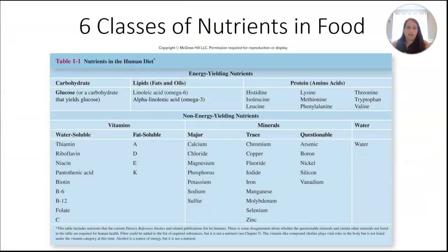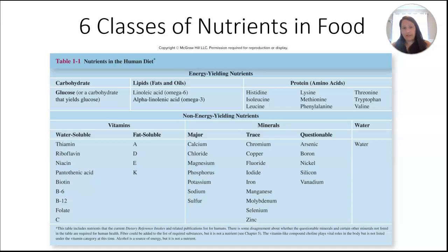Okay, so here are our classes of nutrients that we find in food, and we are going to spend a chapter or a few chapters in some cases specifically talking about these in more detail. In the beginning part of this chapter, I'm going to introduce you to all of these, and then again, we're going to dive in depth as we go throughout the semester.